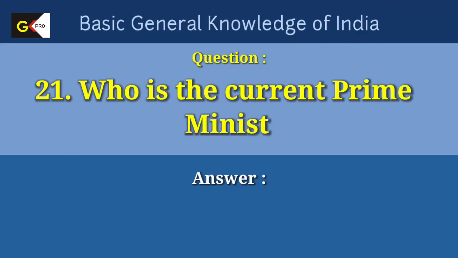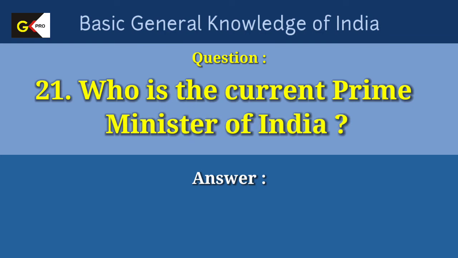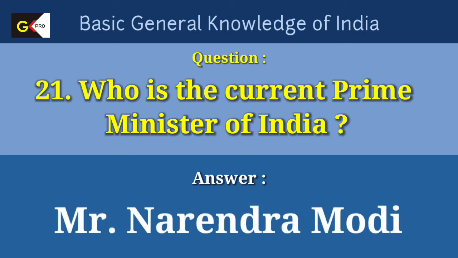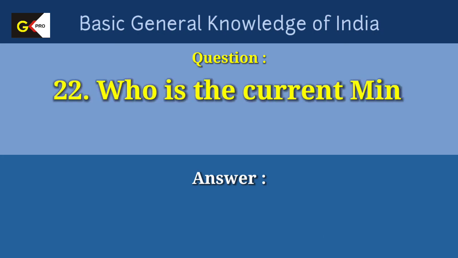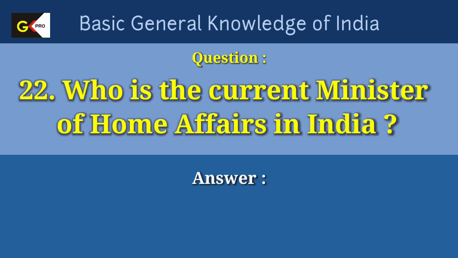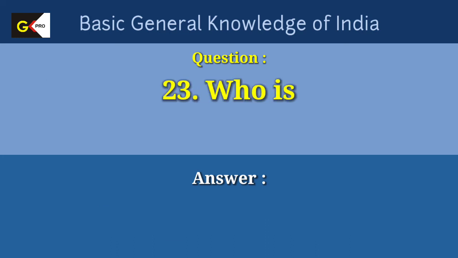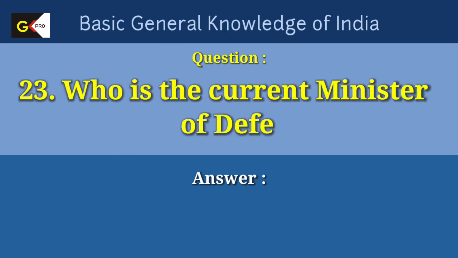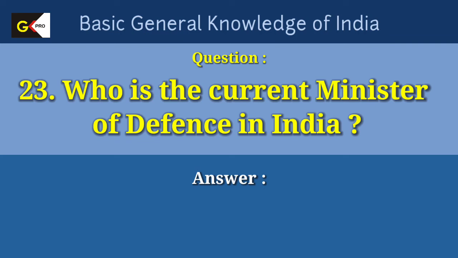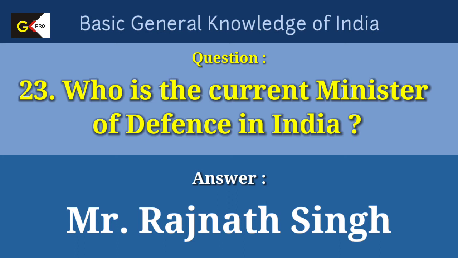21st question. Who is the current Prime Minister of India? Answer is Mr. Narendra Modi. 22nd question. Who is the current Minister of Home Affairs in India? Answer is Mr. Amit Shah. 23rd question. Who is the current Minister of Defence in India? Answer is Mr. Rajnath Singh.